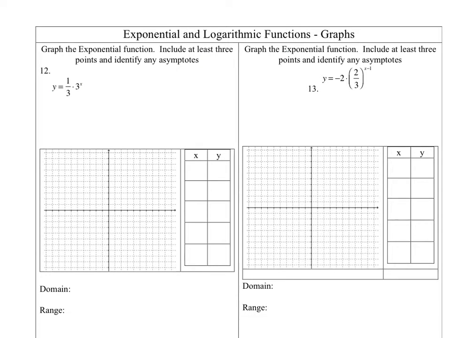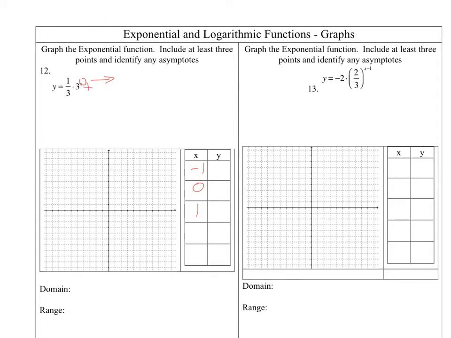Next up, we've got some graphing. I also added some domain and range things. I'd like to point out some of the things that we have to be careful of with graphing. First things first, we got to choose x values that make our exponent nice numbers to make our lives easier. In this case, just an x. So let's do negative 1, 0, and 1.